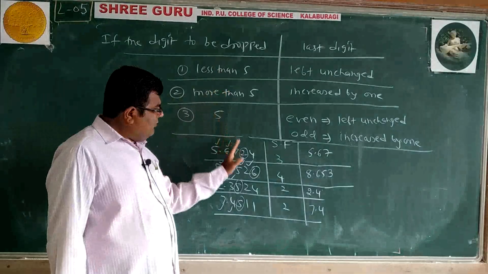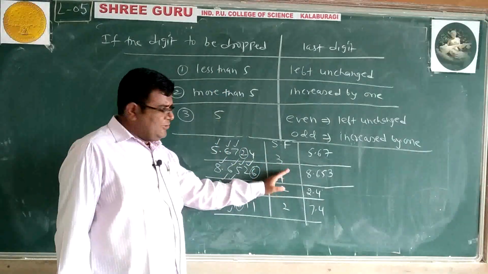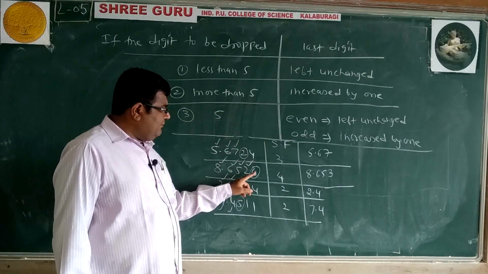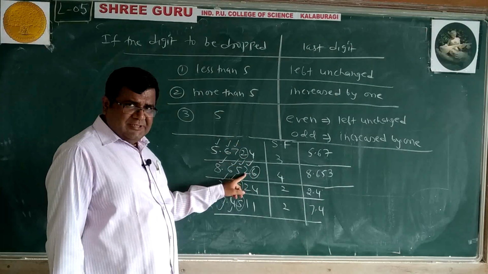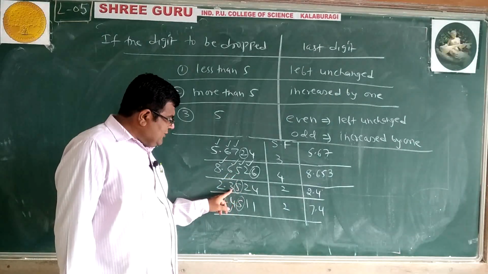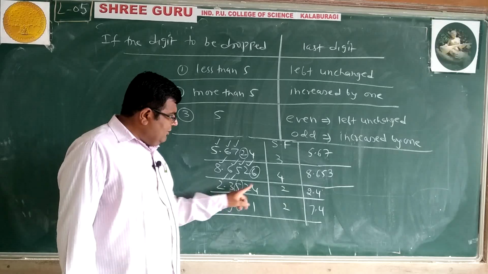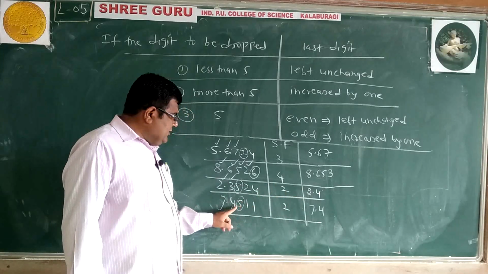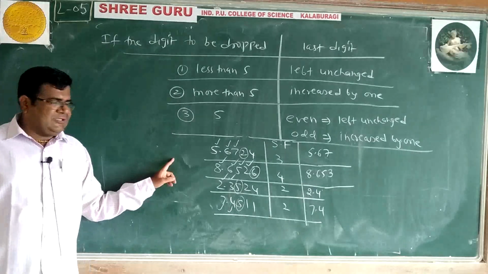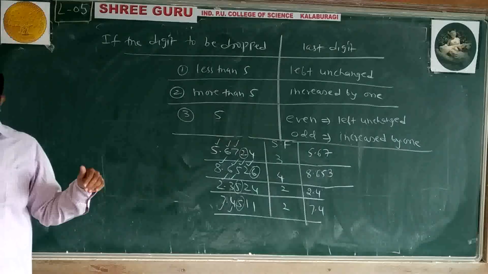Less than 5, leave it as it is, no change. More than 5, increase 1 to the previous digit. If it is 5, look at the before digit. If it is odd, increase 1. If it is even, keep it as it is. So there is no change in it. So these are certain rules.